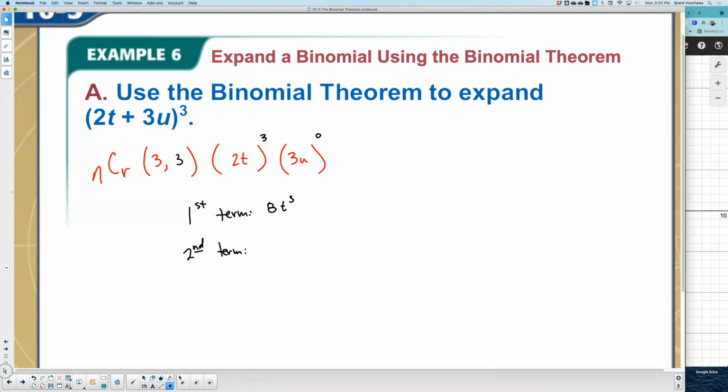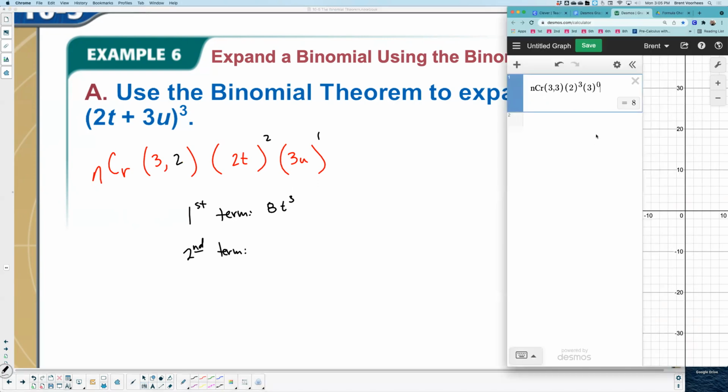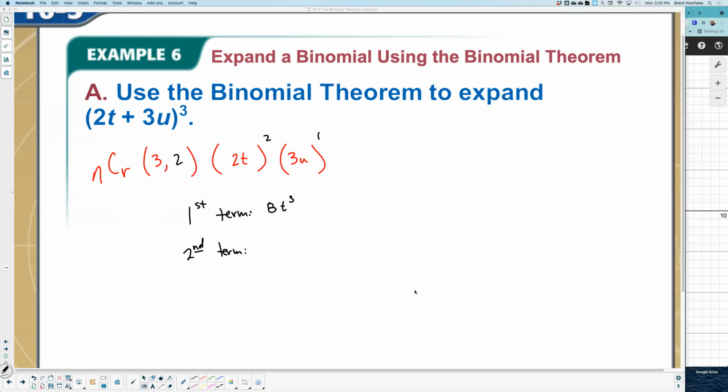The second term, all that would change is we're now winning twice, losing once. And so if I change that, I need to change my R value in the front to like a 2 or a 1 for that matter. Doesn't matter which of those 2 numbers you choose. So I'll just copy this. Now we're saying that's a 2. That right there becomes a 2. And this is a 1. So 36t squared u to the first power.